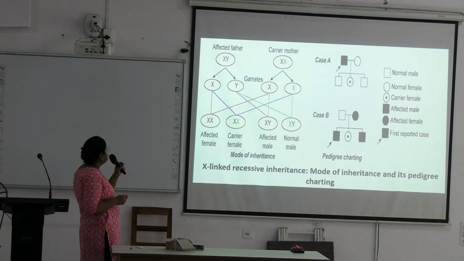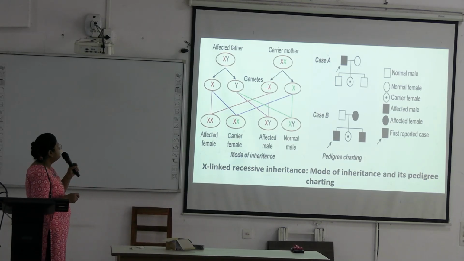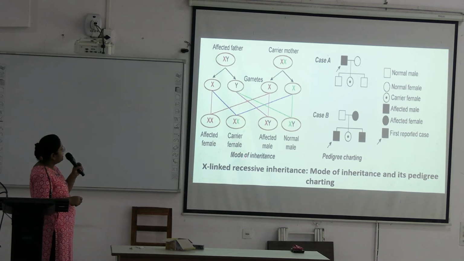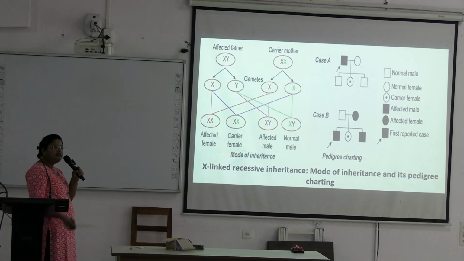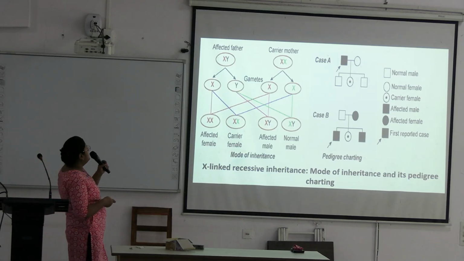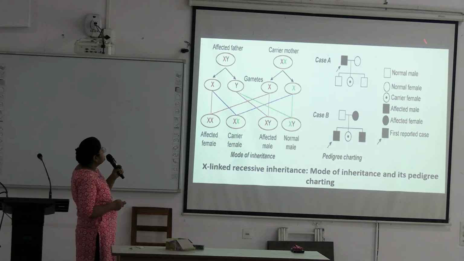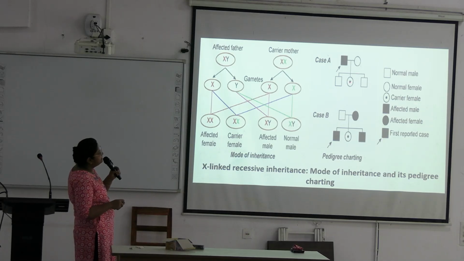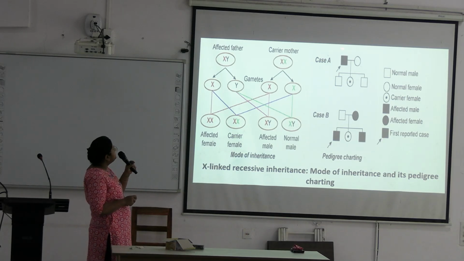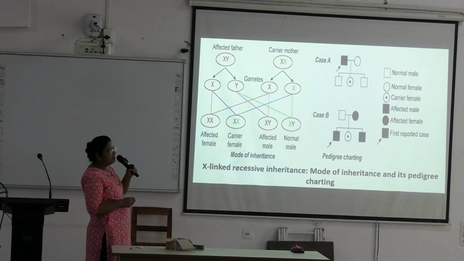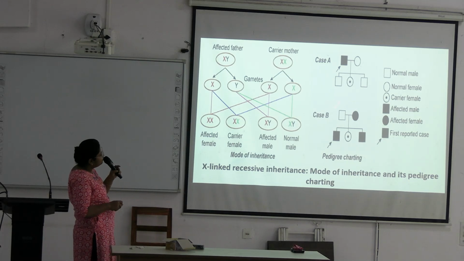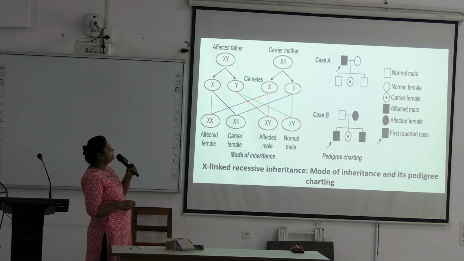Okay. So here you can see this is an affected female, both X chromosomes are affected. This is a carrier female, one X chromosome is affected. Affected male has one affected X chromosome and another Y chromosome, and this is a normal male. No affected chromosome is there. Okay. Here in X-linked recessive, the carrier female is represented by this dot. So here the father is affected, producing carrier females, and male children are normal. And if the mother is affected, it produces carrier females and affected males. Okay.